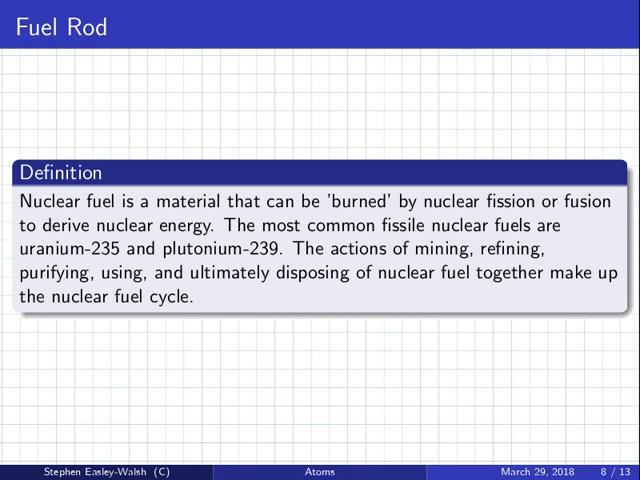So what you have to do is dig it up, clean it, purify it, get the uranium out, then put it together into a rod, and then use it, and then you have to carefully dispose of it. Okay, you can't just put it in the bin. You have to carefully get rid of it. Different countries do different things with their nuclear waste.